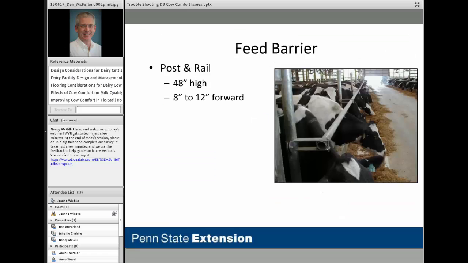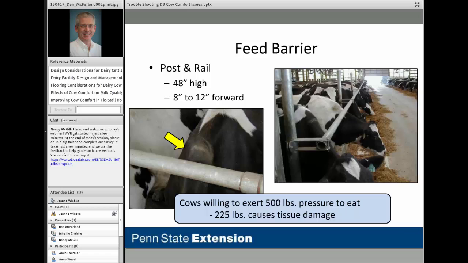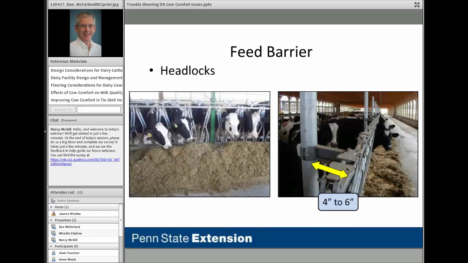Feed barriers, post and rail, are very common. General recommendation is 48 inches above where the cow is standing, 8 to 12 inches ahead in order to allow them good reach. It's important to note here that cows are willing to exert up to 500 pounds of pressure to eat, but tissue damage can be caused at 225 pounds of pressure. And so cows will actually injure themselves in order to reach feed. And so keeping this rail out of the way so they can reach feed comfortably without getting hurt is a very important feature to look at.